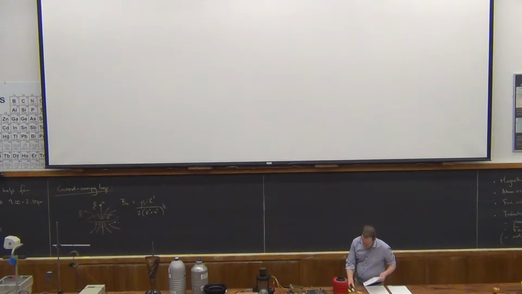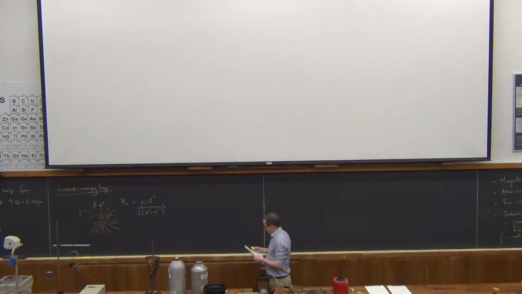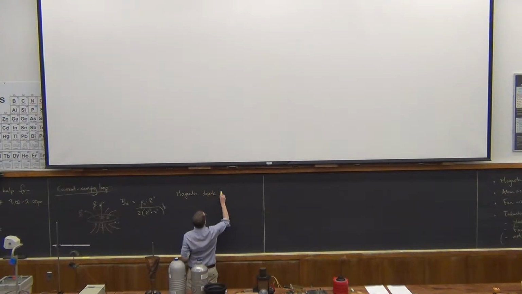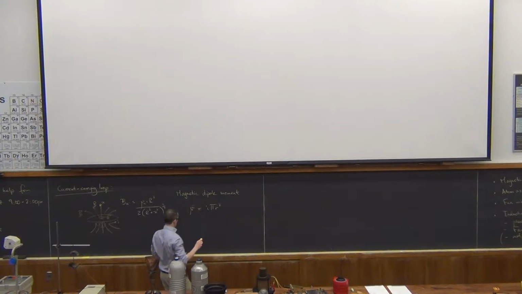So, let me just say a couple of comments about the magnetic dipole moment. So, we can define the magnetic dipole moment mu as, let me just keep this as a scalar for the moment. Let's define it as, in this case, the current flowing around here times the cross-sectional area of that circular loop. We use the same notation here, I times pi big R squared in this case.